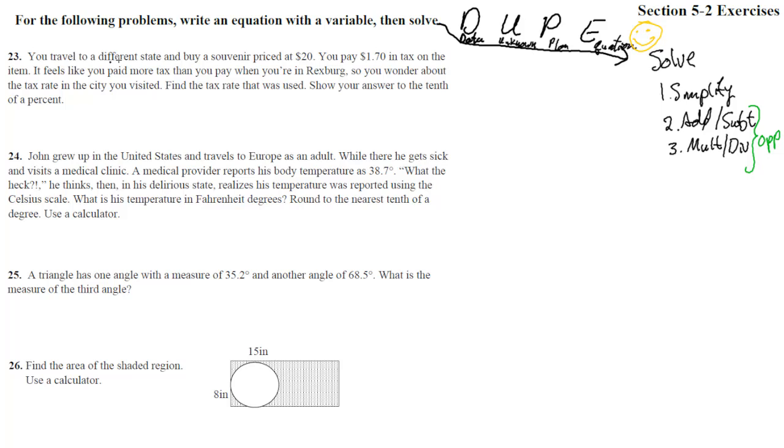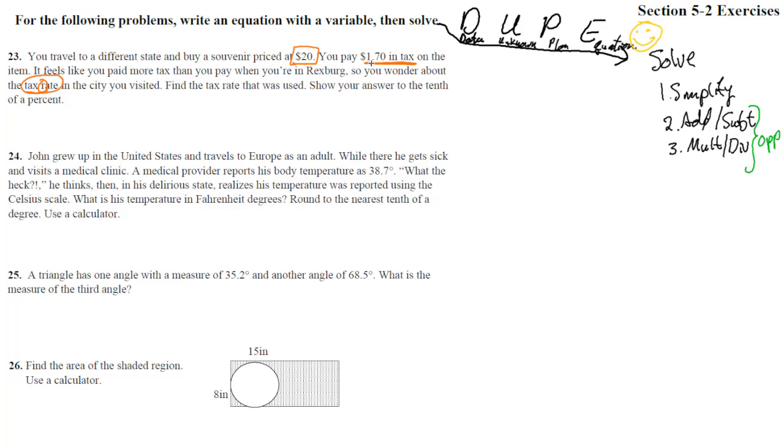So we travel to a different state and buy a souvenir priced at $20. So that's a piece of data we need to highlight. And you pay $1.70 in tax on the item. Feels like you paid more tax than you paid when you were home. You wonder about the tax rate. That's what we're trying to find. That's our variable. Find the tax rate that was used. Show your answer to the tenth of a percent.